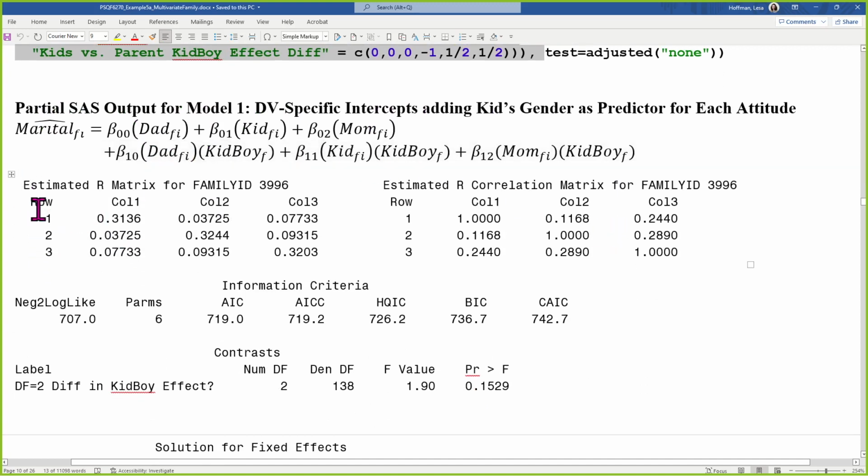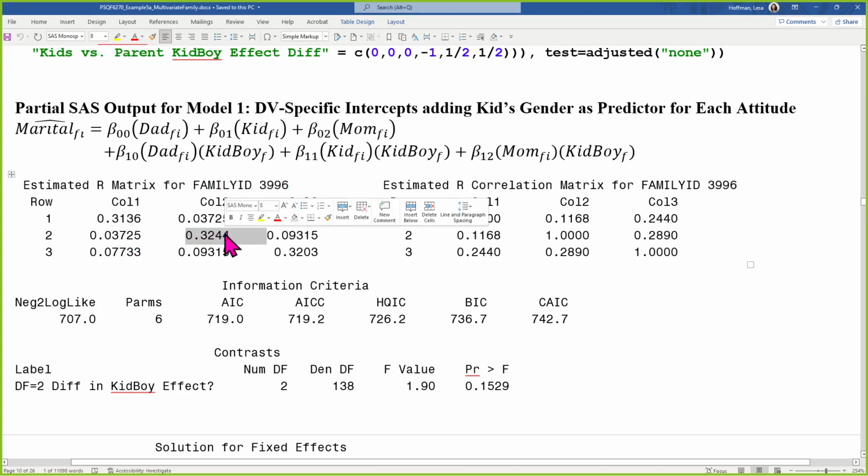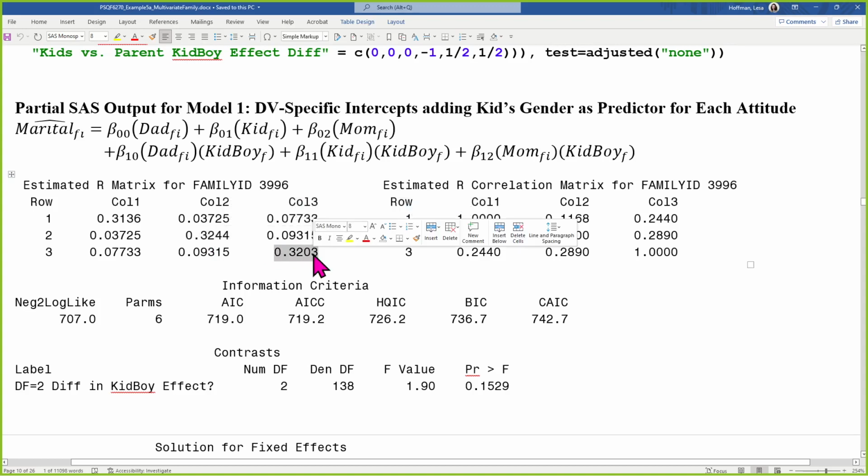So what is this? We'll do a little vocabulary review. What are these numbers? Variances and covariances. Yes, they are. So this is for whichever outcome is labeled as first. That's the kids here. So this is the residual variance of the child's outcome after controlling for their gender. This is the residual variance of the mom's outcome after controlling for the child's gender. Residual variance for the dad's outcome after controlling for the child's gender.